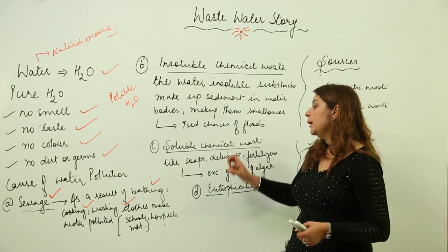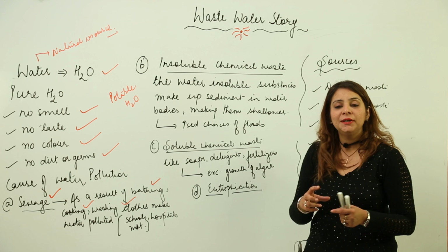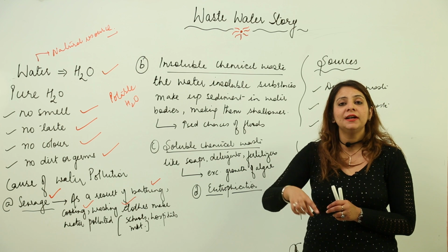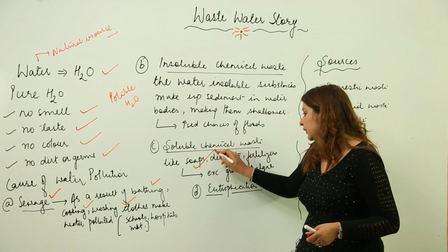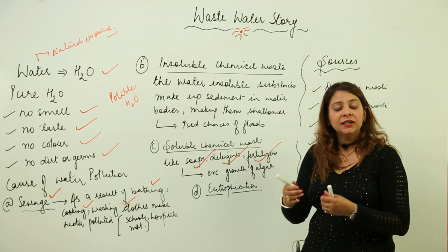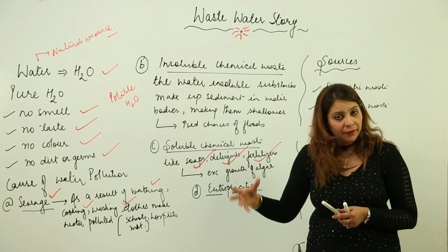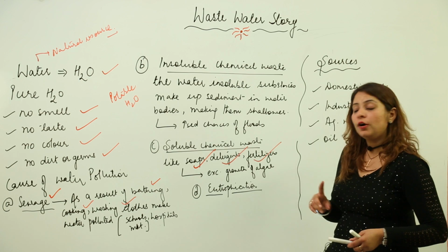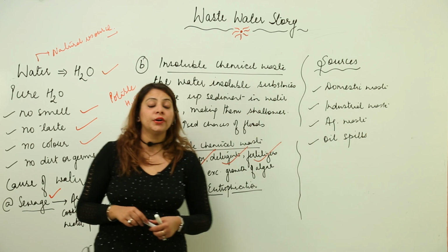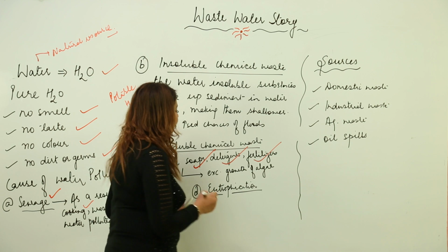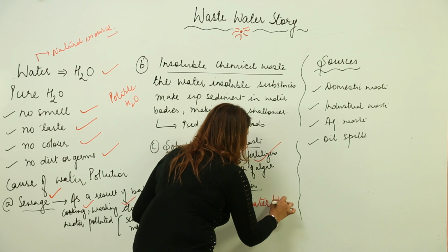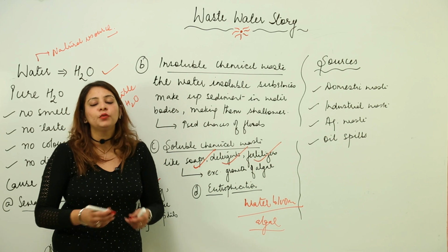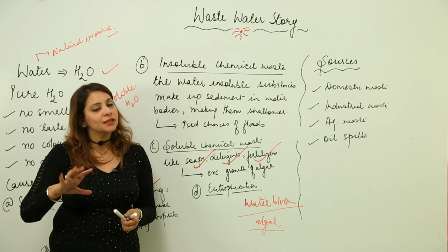Third, soluble chemical waste can be there. These are chemical substances that are not insoluble, they don't form sediment, but still they are considered pollutants, like soaps, detergents, and fertilizers. They can be disposed into water bodies, and that water may contain these things. Excessive disposal of these soluble chemical substances into water can lead to water bloom. What is water bloom? It is excess growth of algae in a water body, and due to that excess growth, it is called water bloom.